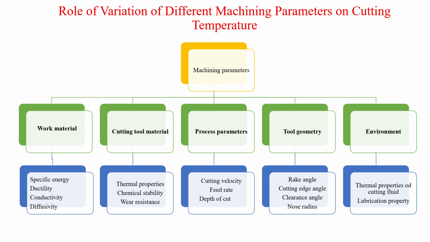Third are the process parameters. What are the process parameters to be used so that the proper cutting temperature can be stabilized? We have already seen that the cutting velocity, the feed rate, and the depth of cut are the three most important process parameters required for the proper balancing of the cutting temperature. We should keep these three process parameters optimum, so that there is no high increase in the cutting temperature. Now, fourth comes the tool geometry.